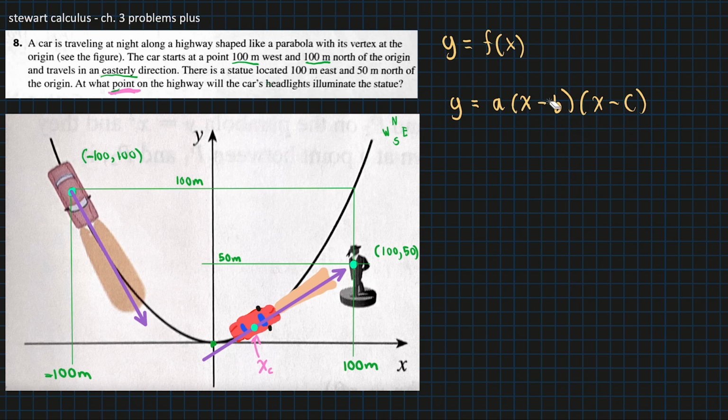Well, that simplifies our equation a lot. We can say that y is equal to a times (x minus 0) times (x minus 0), because we know that both roots for this function are 0. So we know that x minus 0 is really just x. So we can say that y is equal to a times x squared.